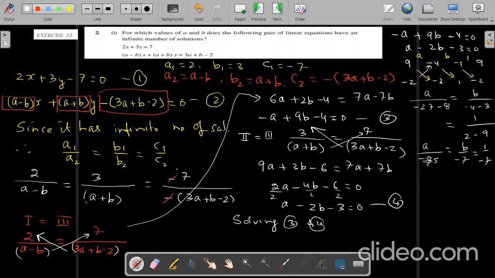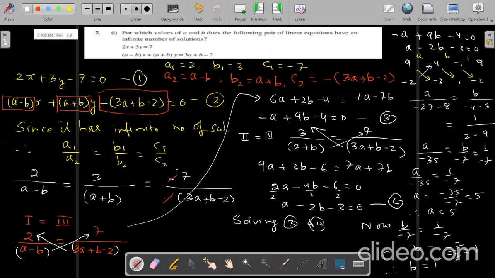Now equating each one to the constant term. First equate the first to the third: a by minus 35 is equal to 1 by minus 7. So a is equal to minus 35 by minus 7, which is 5. Therefore a is equal to 5. Then equate b by minus 7 to 1 by minus 7. So b will be equal to minus 7 upon minus 7, they cancel, and b is equal to 1. Therefore, b is equal to 1 and a is equal to 5 is the answer. Okay, got it?